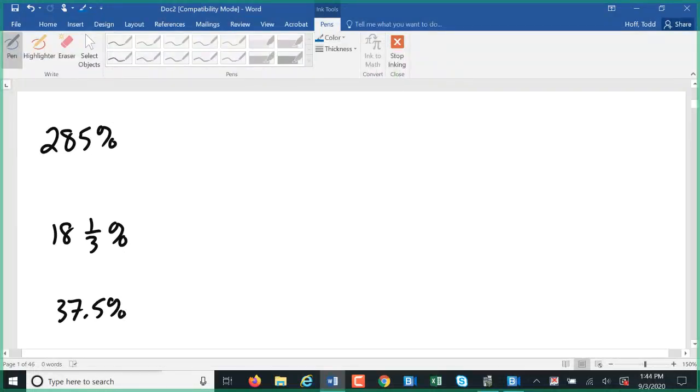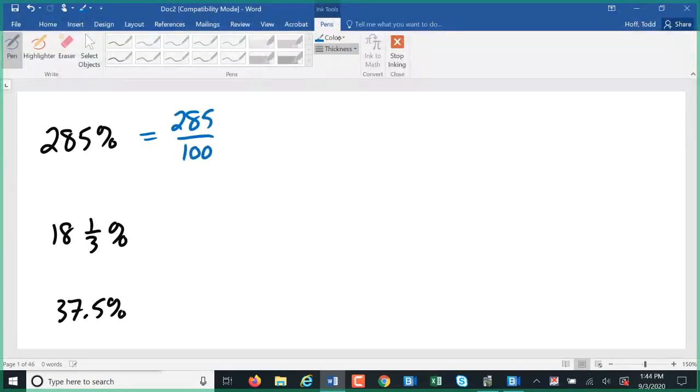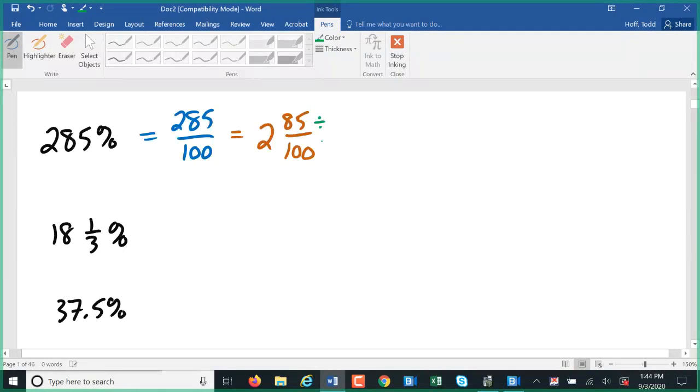So for the first one here, we'll see how far you got. If you're not all done, completely done, that's fine. 285%, of course, is 285 out of 100. Easy to turn that into a mixed number there. 100 goes into 285 twice with 85 left over. Now we'll reduce the fraction portion. Both 85 and 100 divide by 5. 85 divided by 5 is 17, and 100 divided by 5 is 20. And of course we keep the 2.